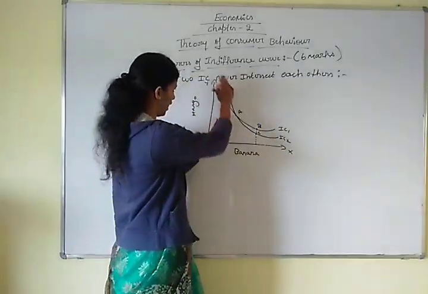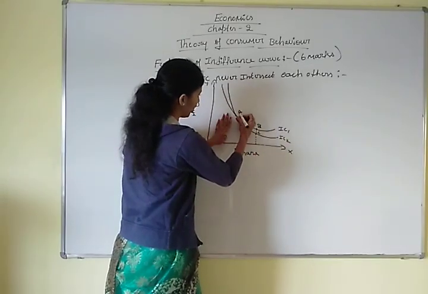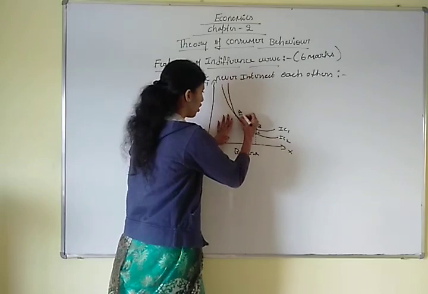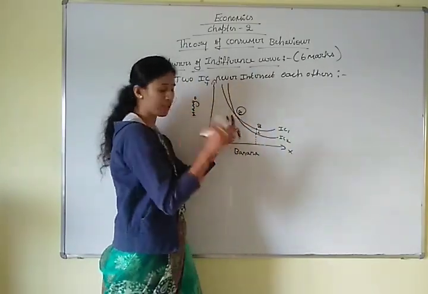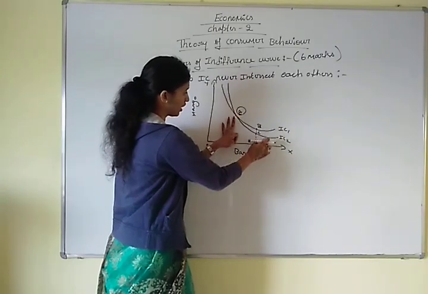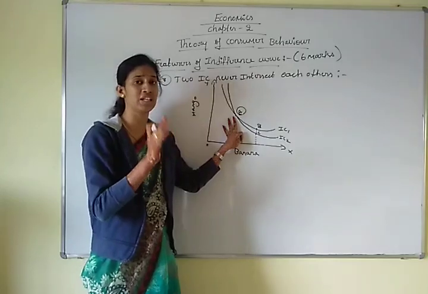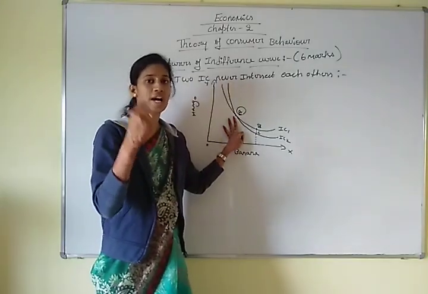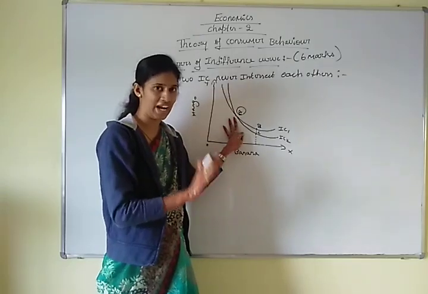But in this diagram, two indifference curves intersect at the point A. Two indifference curves intersect at point A one time. That means at the point, two indifference curves give the same level of satisfaction. But in theory, higher indifference curve represents higher level of satisfaction. Lower indifference curve represents lower level of satisfaction.